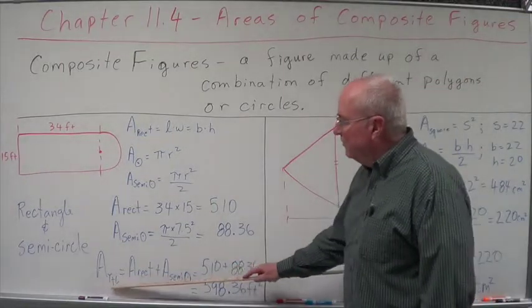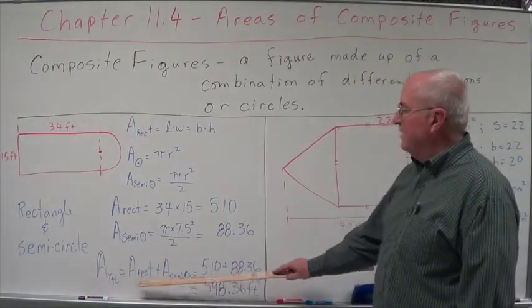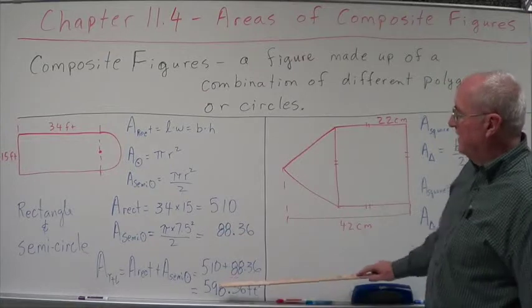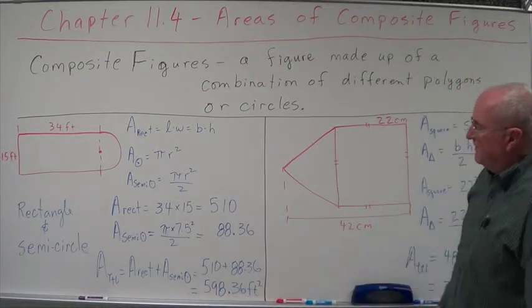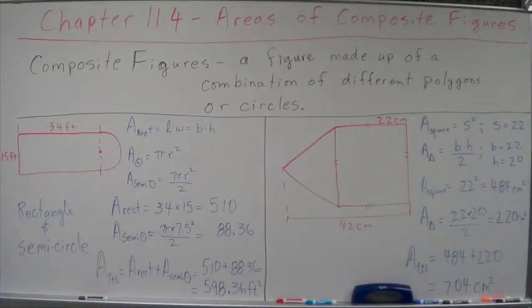The area of the total figure, TTL, equals the area of the rectangle plus the area of the semicircle, and when we add those two together, we get 598.36 feet squared. Okay, here's another one. Very common is a square or some sort of rectangular figure and a triangle.